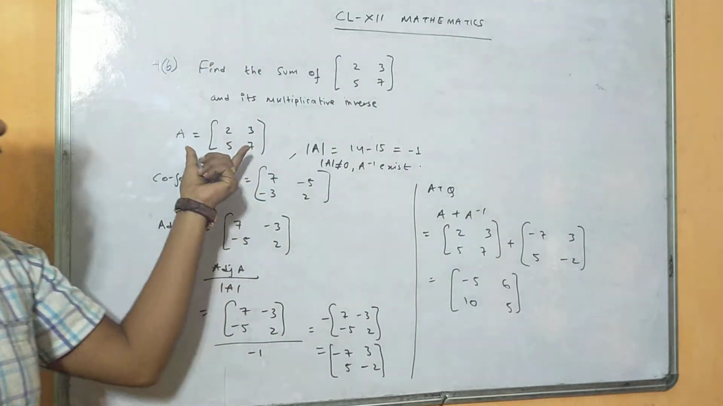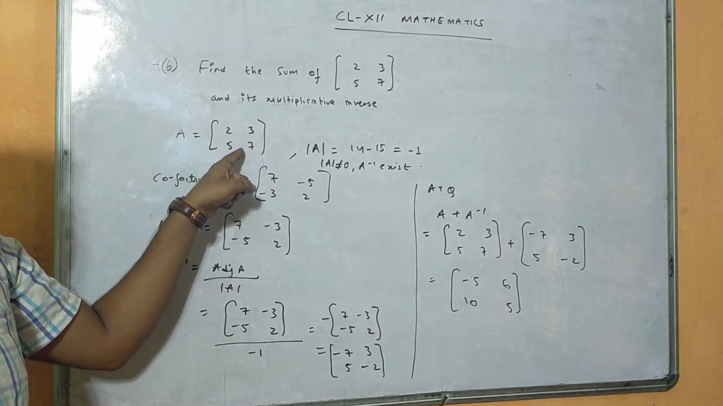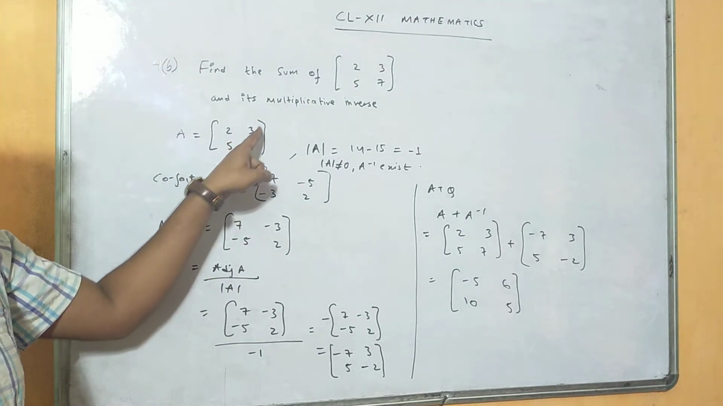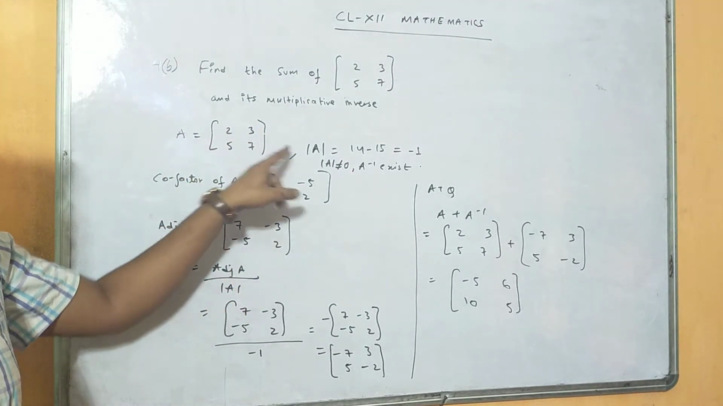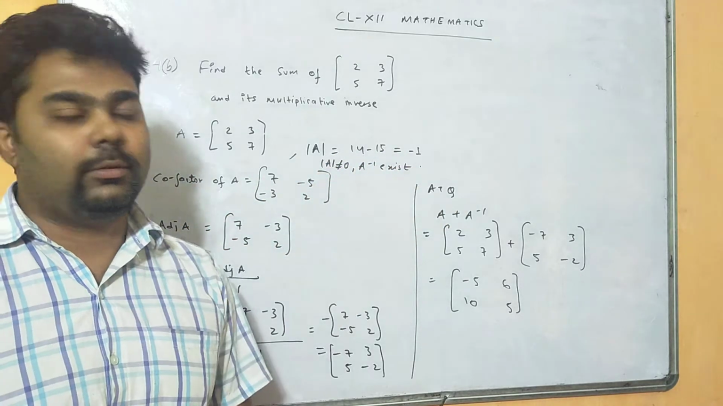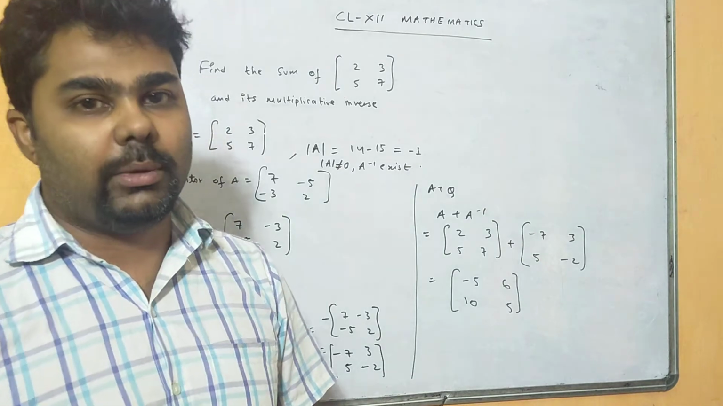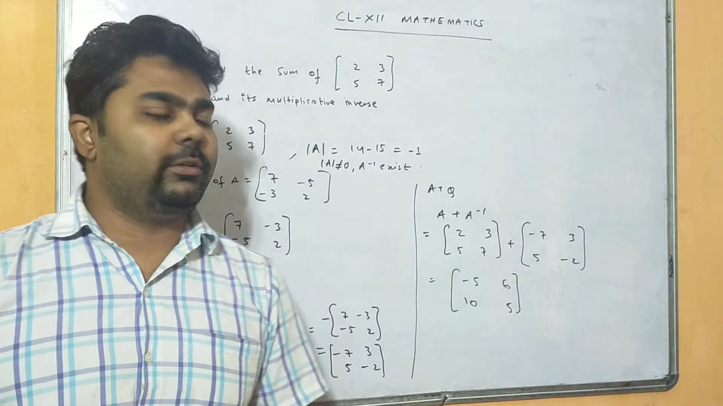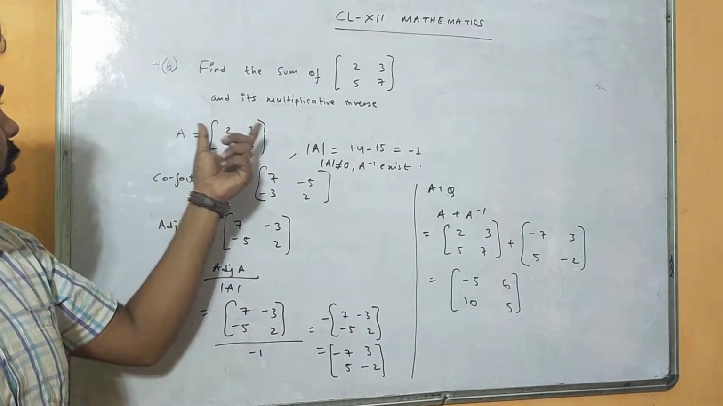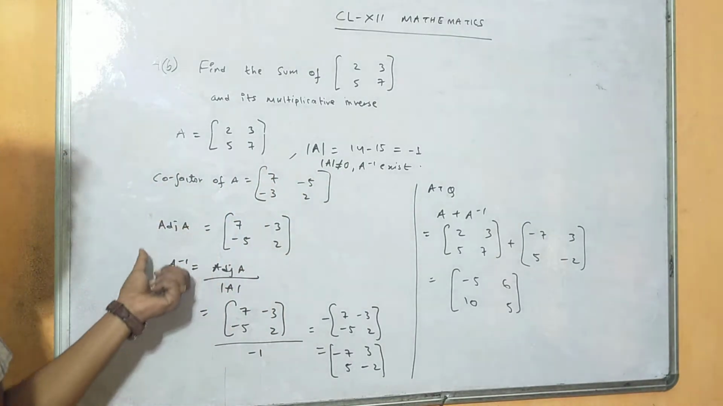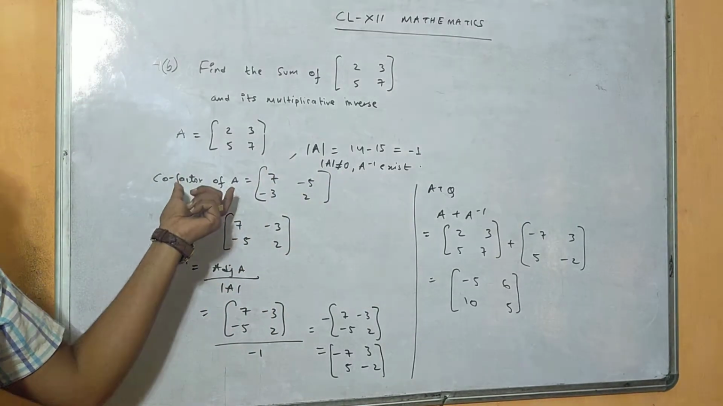Before that, we will find the magnitude of the given matrix. So 7 into 2 is 14, 14 minus 15, 5 into 3 is 15. So 14 minus 15, that is negative 1. Therefore mod A is not equal to 0. It is not a singular matrix, right? So therefore A inverse exists. To find A inverse, we have to find its adjoint, and to find adjoint, we have to find its cofactor, right?